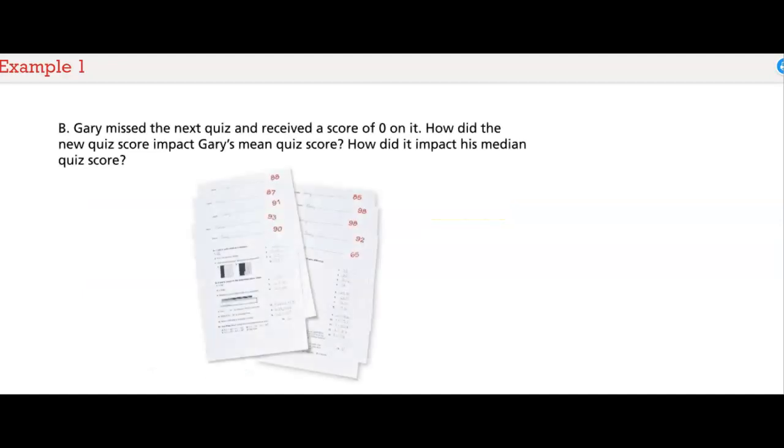Part B. Gary missed the next quiz and received a score of 0 on it. How did the new quiz score impact Gary's mean quiz score? How did it impact his median quiz score?